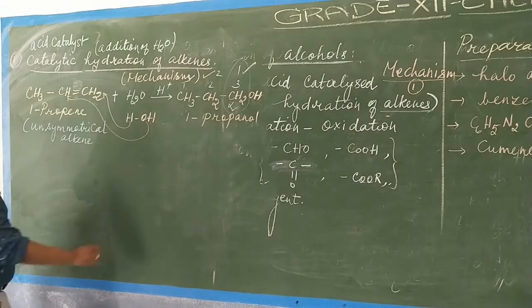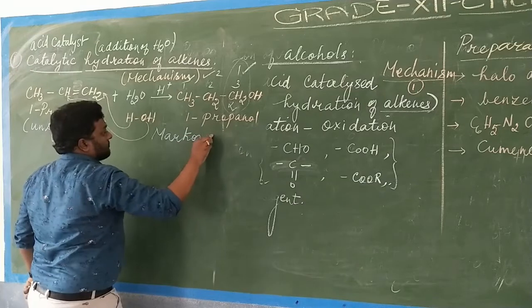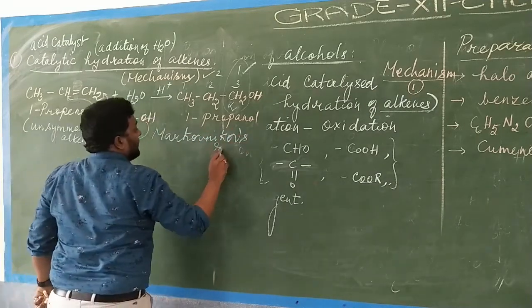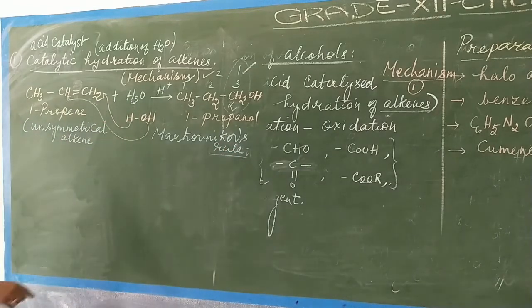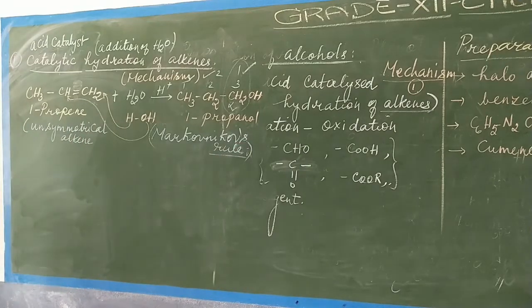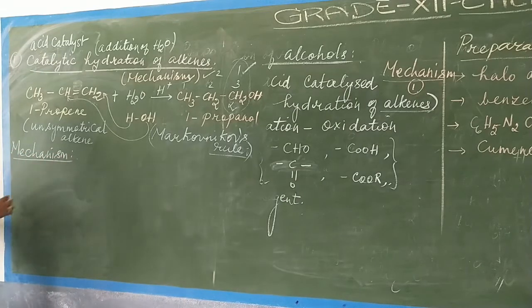This reaction obeys the Markovnikov addition, Markovnikov's rule. Just keep this in mind and understand the principle. Markovnikov's rule: the negative part is attached to the carbon with less hydrogen. So it obeys Markovnikov's rule. Okay, now you come to the mechanism. The overall reaction has occurred. Now coming to the mechanism.